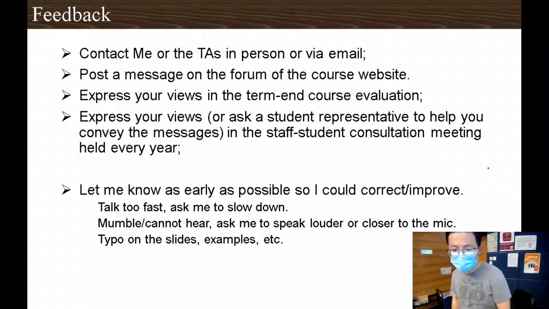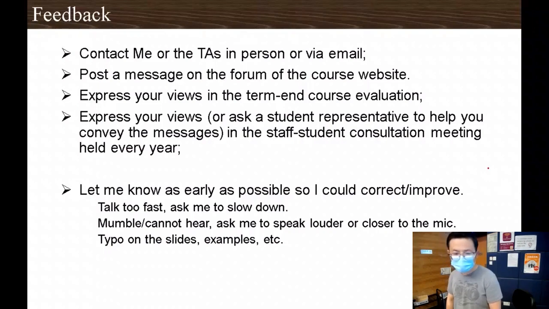And finally, if you find that the course evaluation is still not enough, you can also express your views in the staff-student consultation meetings every year. So you can send a student representative to help you convey the messages. Please ask others how to do that.